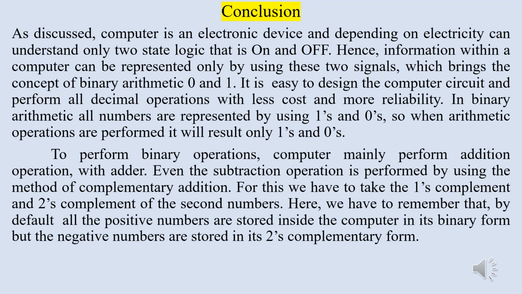It is easy to design the computer circuit and perform all decimal operations with less cost and more reliability. In binary arithmetic, all numbers are represented by using ones and zeros. So when arithmetic operations are performed, they will result only in ones and zeros. To perform binary operations, the computer mainly performs the addition operation with an adder. Even the subtraction operation is performed by using the method of complementary addition. For this, we have to take the help of 1's complement and 2's complement of the second numbers.